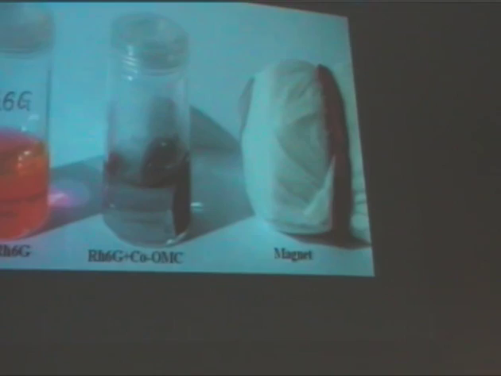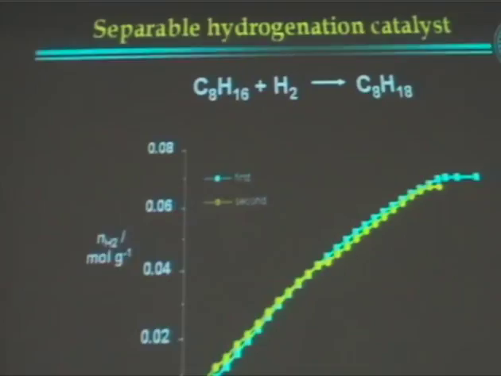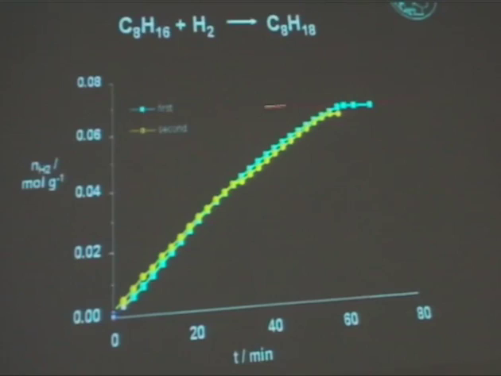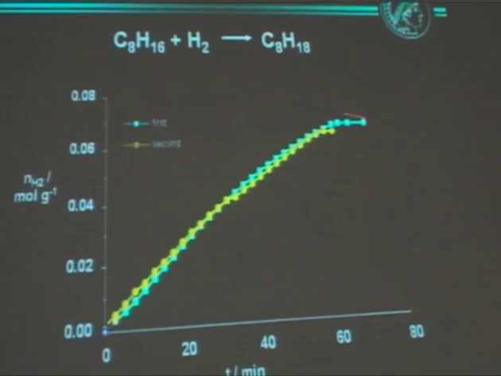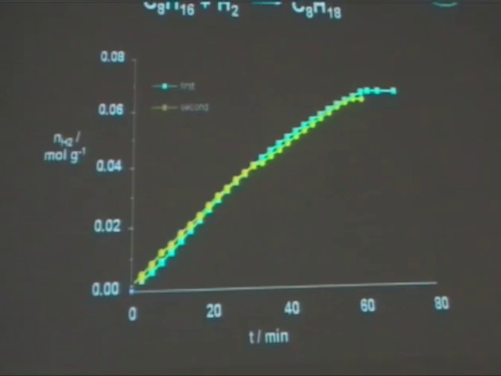Now we want to produce a catalyst, so we introduce palladium into the pores of this material, and then in a very simple hydrogenation, we didn't want to get fancy with the hydrogenation, we wanted to prove that it's doable to fully separate. This is the blue one here, or the turquoise one, the first catalytic run. This is final completion, everything has been reacted. Here in this case, we magnetically separate, fill in new octene, hydrogenate again, get the very same activity, but that doesn't mean that we have completely removed the catalyst magnetically.